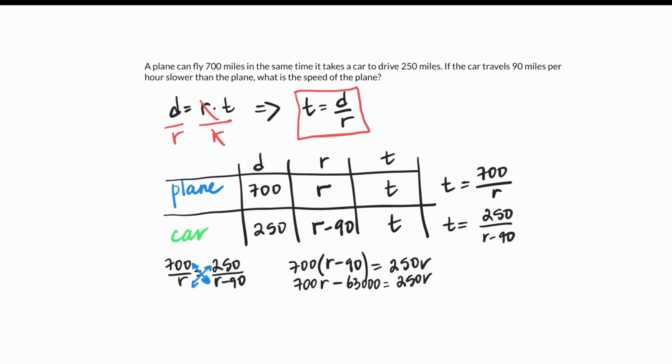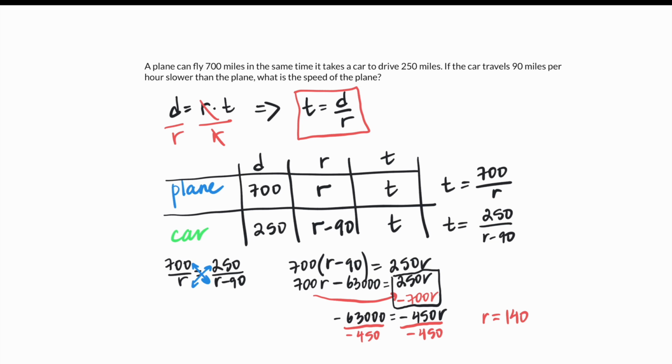And the next step would be to subtract 700r from 250r. So here I subtracted 700r from 250r, and that resulted in negative 450r. And finally, to get my r by itself, I will have to divide both sides by negative 450. So my r is 140.